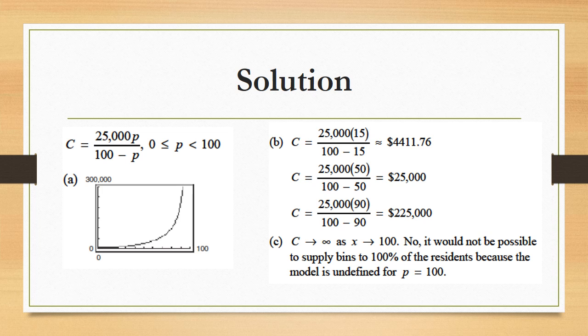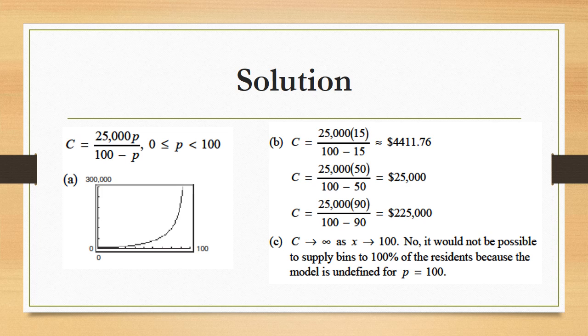Okay, so we have our graph. And notice the window here. Our X is going from 0 to 100, which makes sense because it said P should go from 0 to 100. They've got their Y value going all the way up to 300,000. And then for B, you see the various amounts there, the various costs involved. Okay, and then they just solved them there.